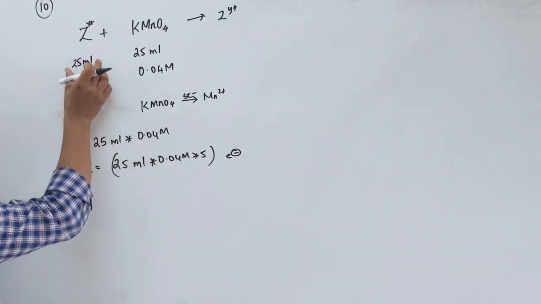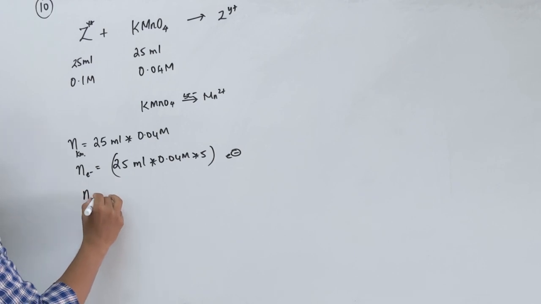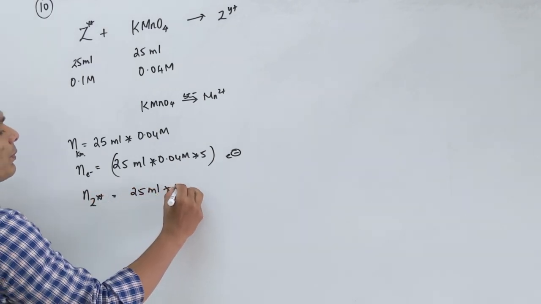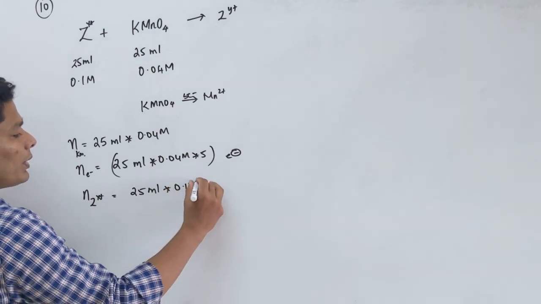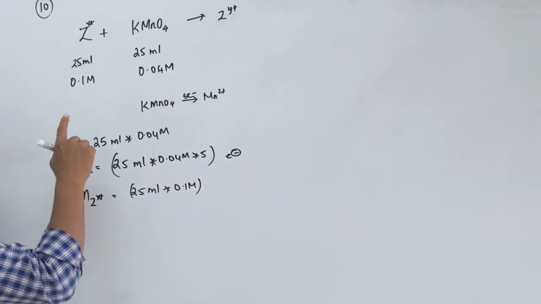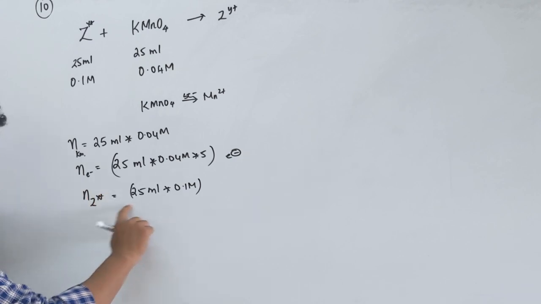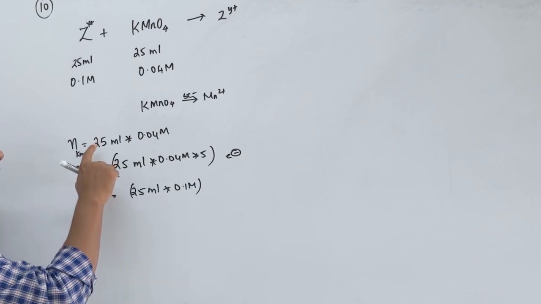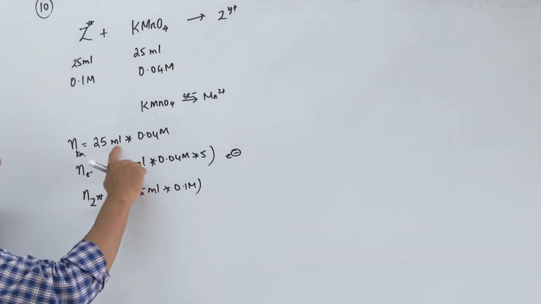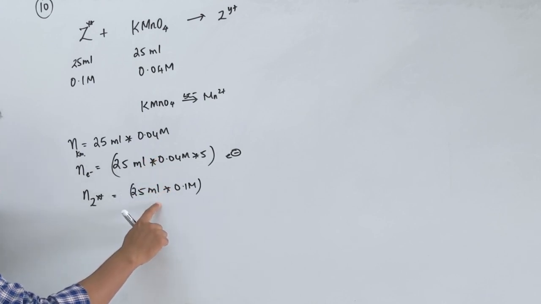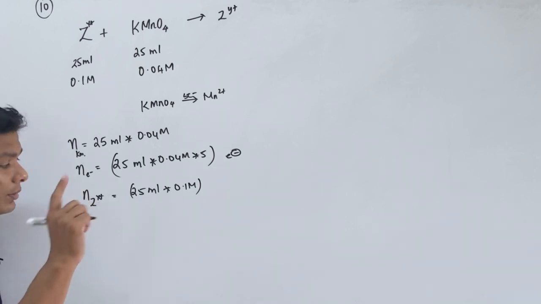Now how many moles of ZX plus have we taken? 25 mL times 0.1 molar. This is the moles of ZX plus. So what it is saying is, that many moles of ZX plus have used up that many moles of electrons, which come from KMnO4. Then what is the number of electrons used by one Z?